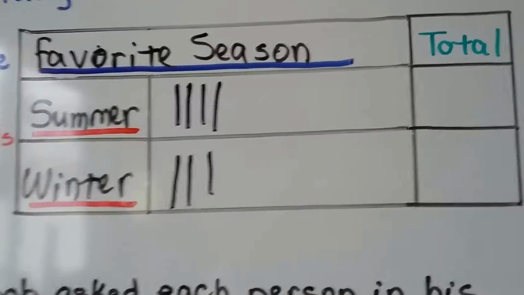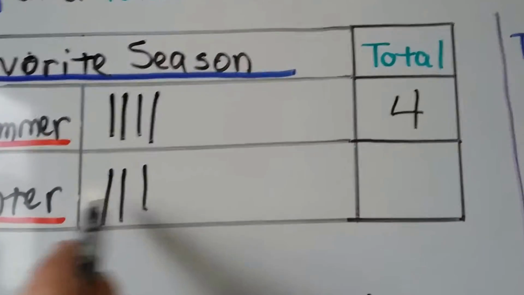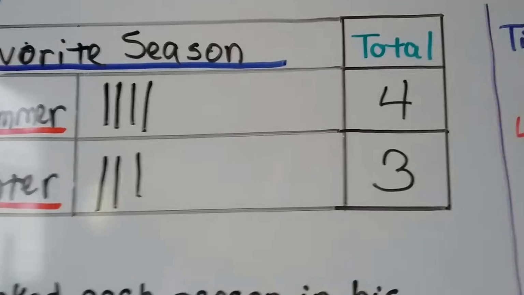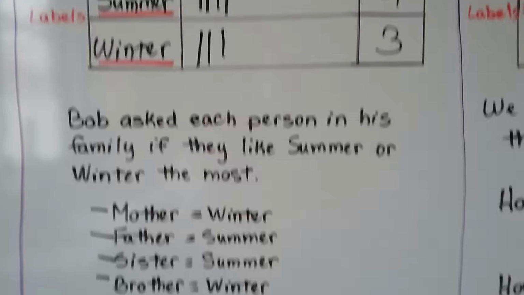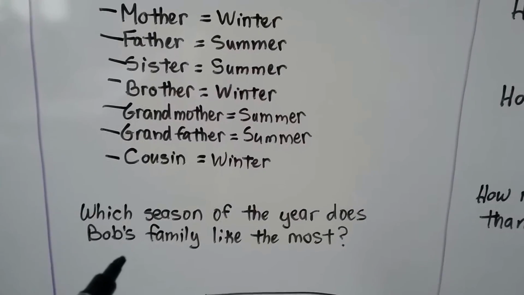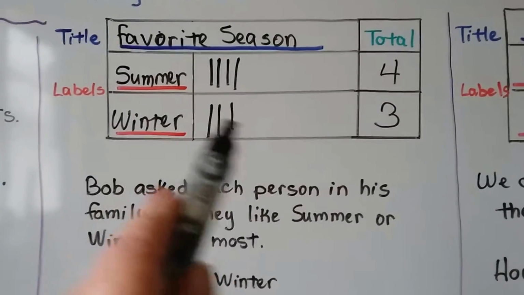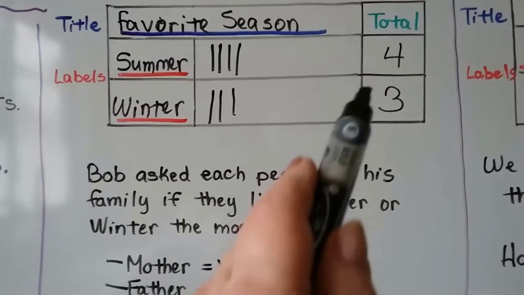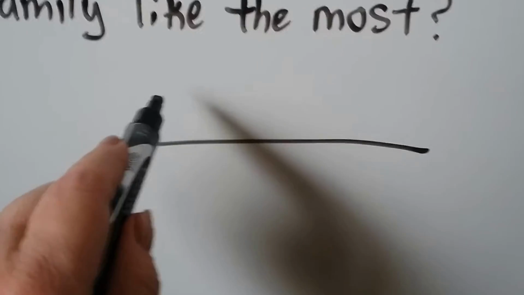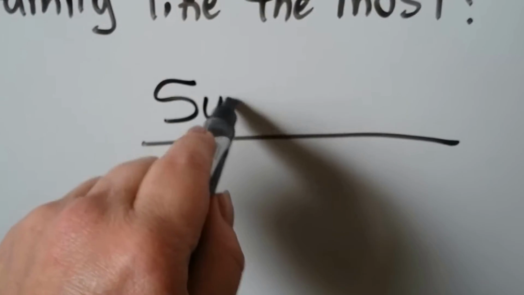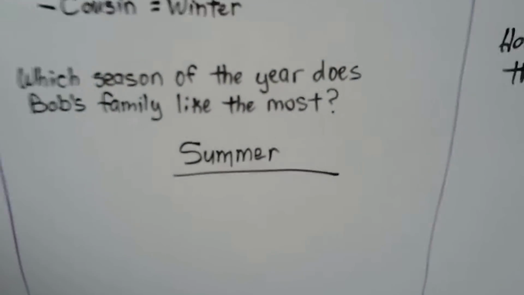Now we can find the totals. There's 4 for summer and 3 for winter. And we can see which one is liked the most. Which season of the year does Bob's family like the most? We can look at the tally marks or we can look at the total. Summer is the one they like the most. Probably because they can go on picnics and go swimming, play baseball and football and soccer, right?